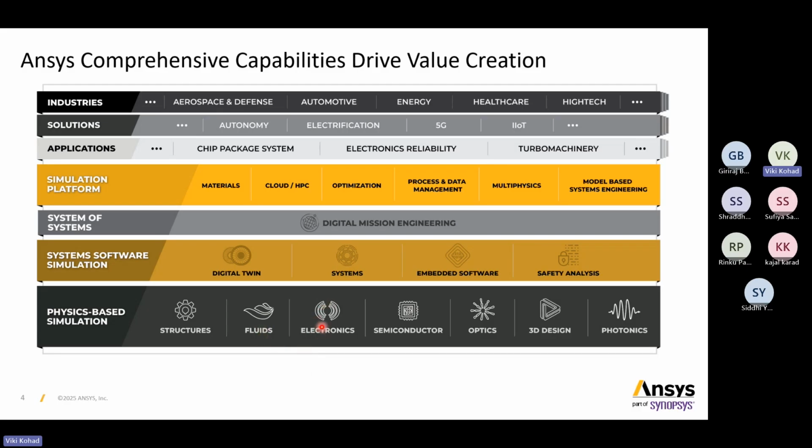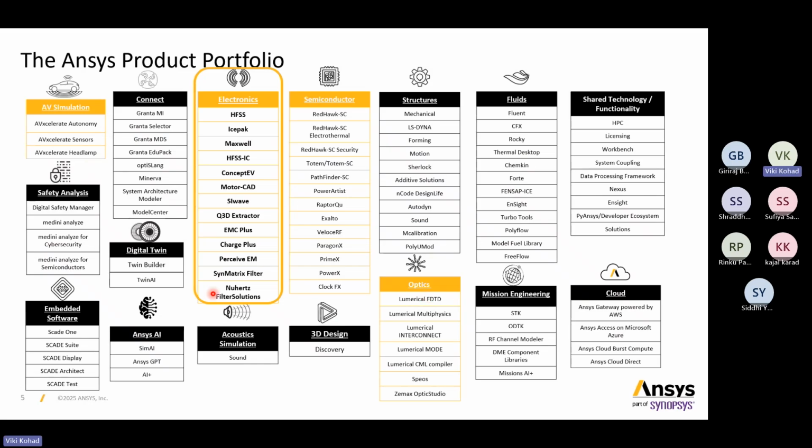Then electronics is there. In electronics, two physics are there, low frequency and high frequency. In low frequency, we mostly cover the electric vehicles part. Next are semiconductor, optics, 3D design, and photonics. Each one has different physics, and the different physics has different ANSYS software. This is the complete portfolio of ANSYS.